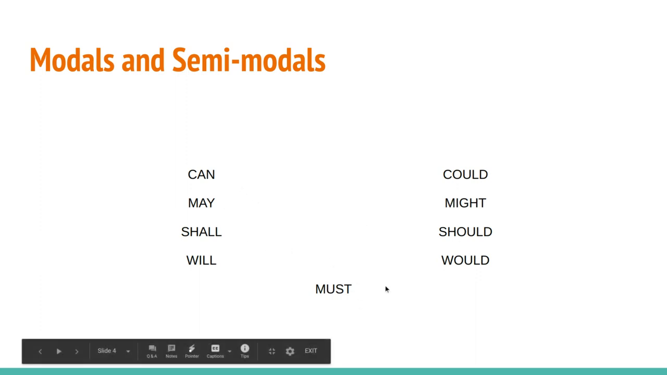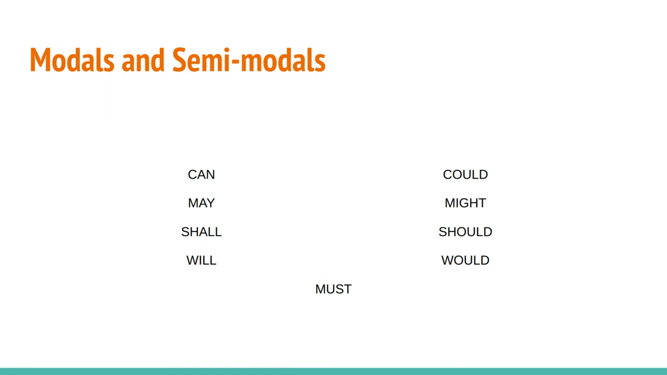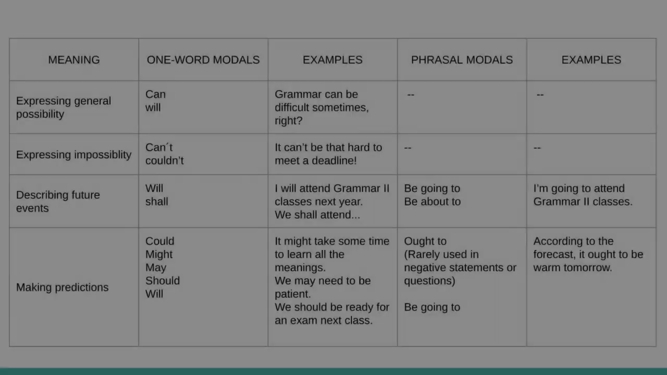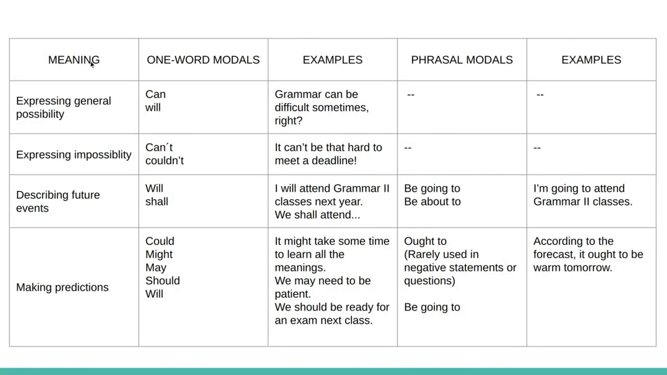So the only one that doesn't have a counterpart, let's say, is must. Which, if you want to express the past, you need to use a semi-modal, like had to, for example. Now, these are the meanings expressed through the modals, one-word auxiliary modals, and an example. And then you have phrasal modals.